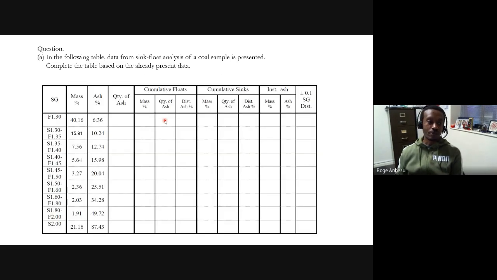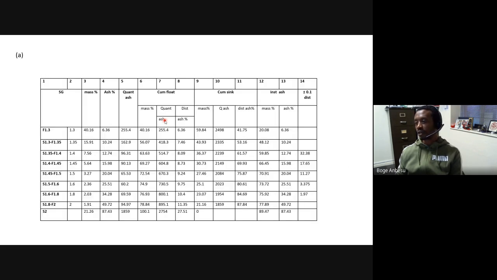Because I can't really track who is doing what, usually if it's a face-to-face class, maybe I can help you with your calculations and we can do it slowly, but because it's really difficult to get feedback at this stage, what I will do is just show you what the data looks like and what information we're getting from it. If you did your calculations correctly, then that's what you should get. That's the cumulative curve, so cumulative floats, ash, and distribution. And this is for the sink. So if 40% floats, 60% sinks.